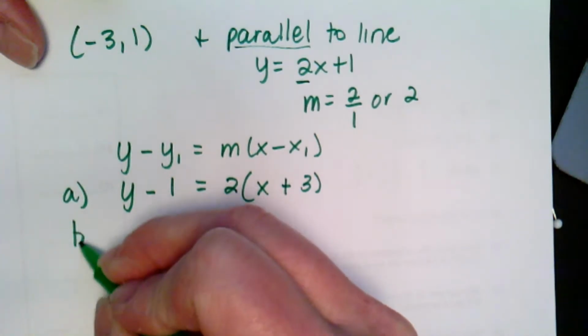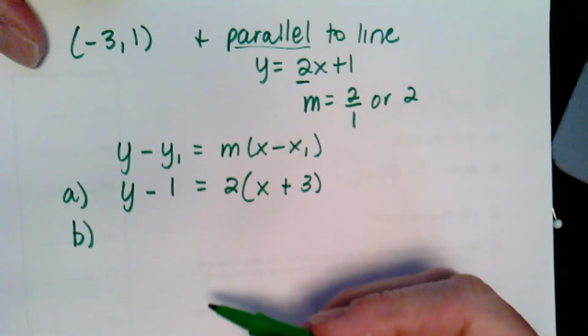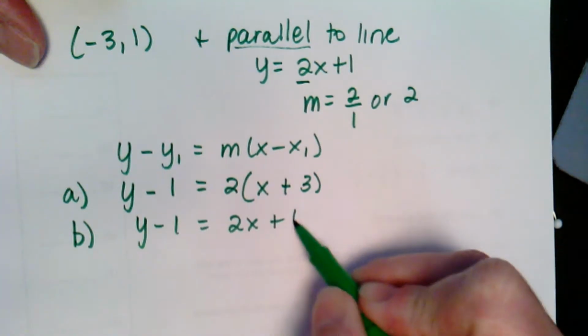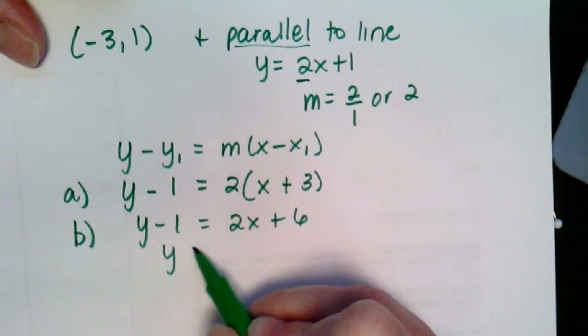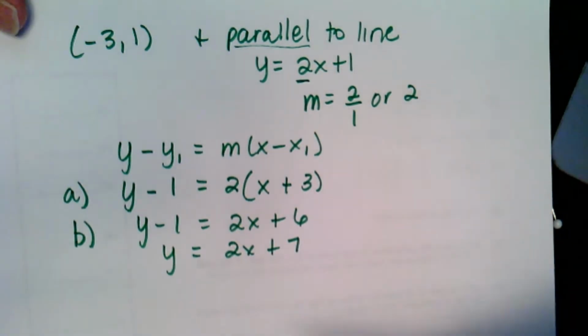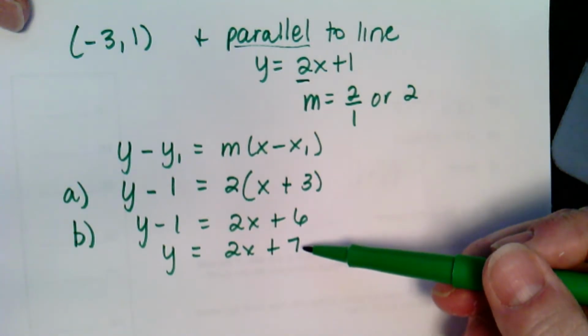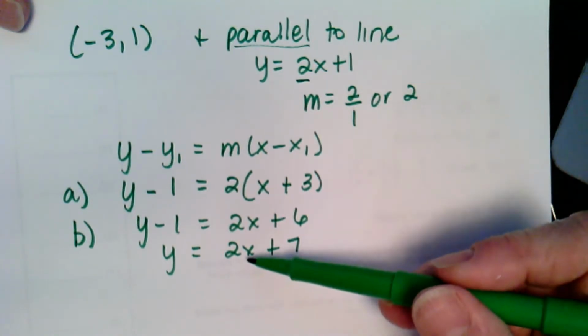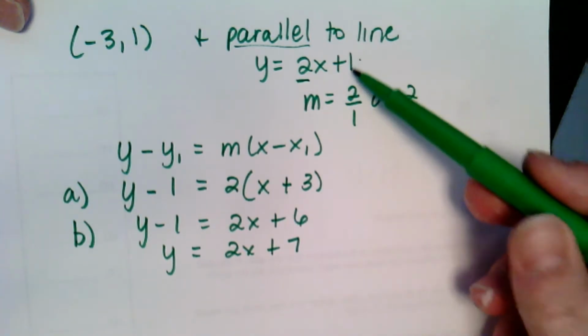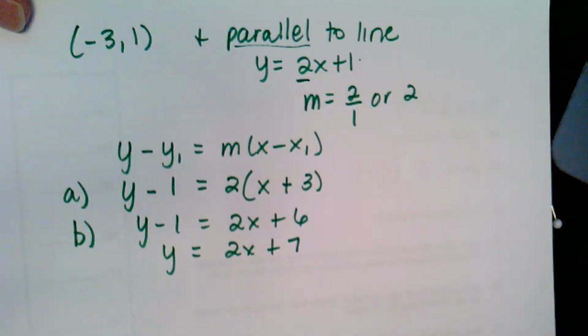And then our second half of that question is slope-intercept form. So first thing I want to do is distribute, and then add 1 to both sides. So our new line starts at the 7 on the y-axis and goes up 2 over 1. And it would be parallel to this guy because they have the same slope.